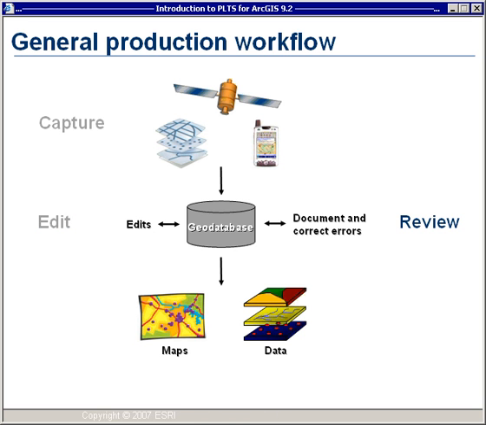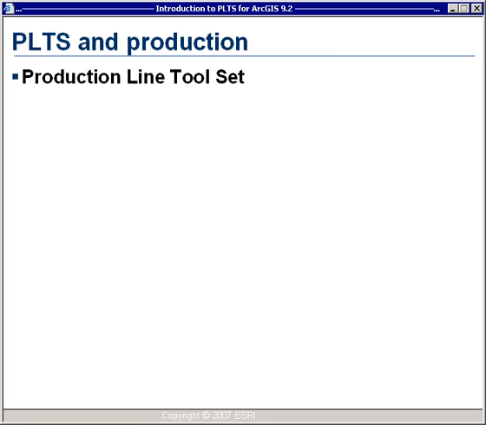Once all the edits are complete, it is time to review the data. In this stage, you will document any errors that exist and perform any needed corrections. With the edit and review stages complete, you are ready to create your final output. That output may be in the form of a cartographic map or digital data.